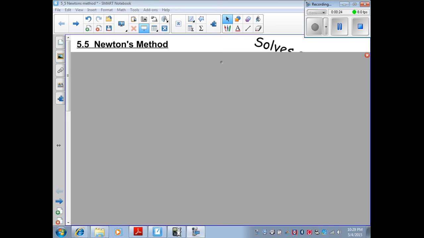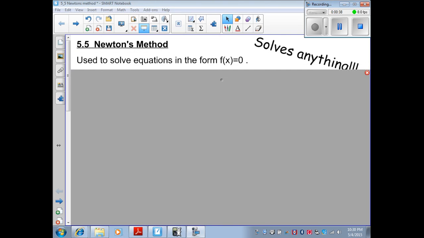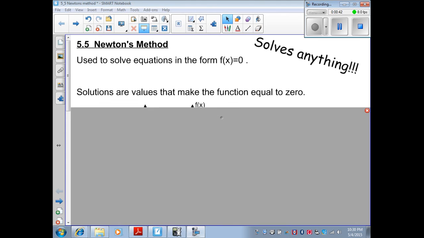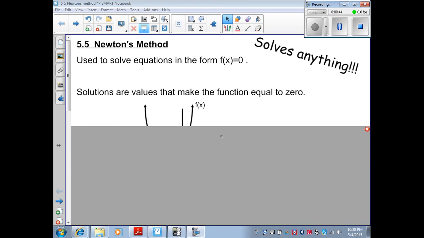It's a method that's iterative, which means that you do a process and you come up with an approximation, and then you do it again and you come up with a better approximation, and so on until you're correct to however many decimal places you want to be. Okay, so Newton's method solves anything. It's used to solve equations in the form f of x equals 0.